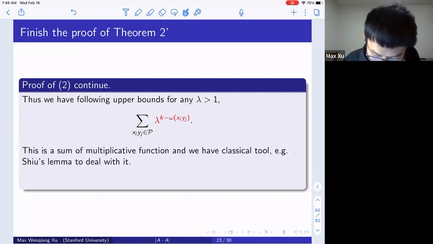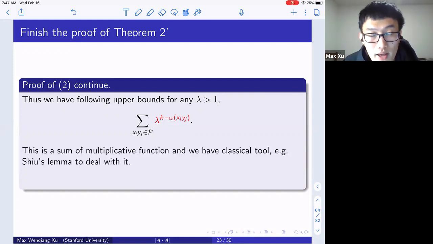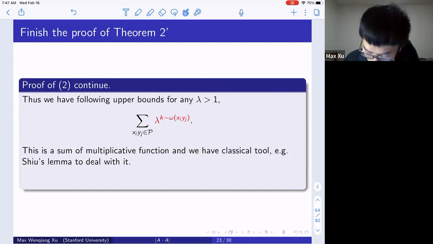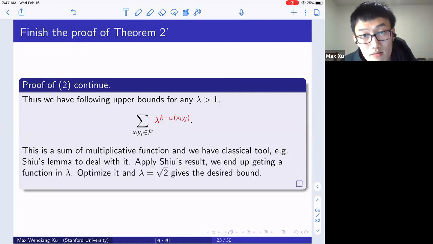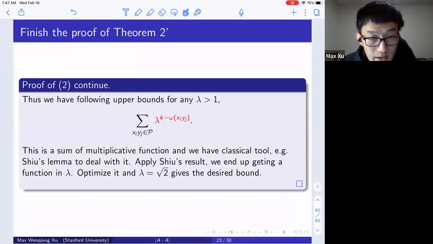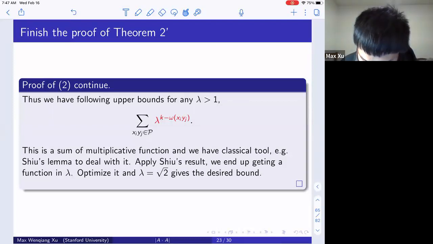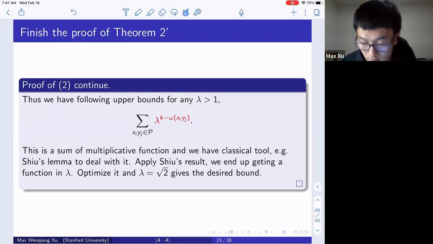So we basically try to understand some average value of a multiplicative function, a non-negative multiplicative function actually here. And it turns out we have many classical tools you can apply, for example, Shiu's lemma. I will recall what Shiu's lemma is. After you apply Shiu's result, we will get a function only in lambda. And then we just optimize lambda, because this upper bound will be true for any lambda bigger than 1. Now you choose the optimal lambda, and lambda equal to square root 2 is the optimal choice. And this gives you this 2 log 2 minus 1 that appears.